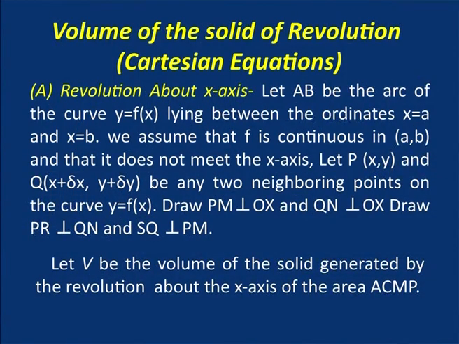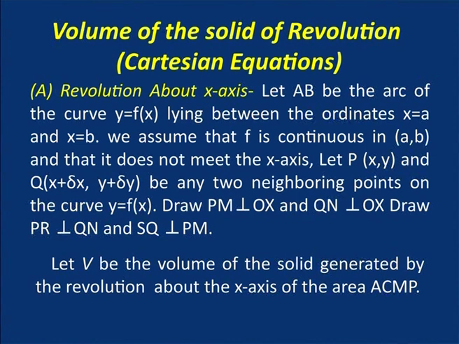The revolution about the x axis: let us suppose AB is the arc of the curve y = f(x) lying between the ordinates x = a and x = b. We assume that f is continuous in AB and that it does not meet the x axis anywhere. Let P(x, y) and Q(x + delta x, y + delta y) be two neighboring points on the curve y = f(x).